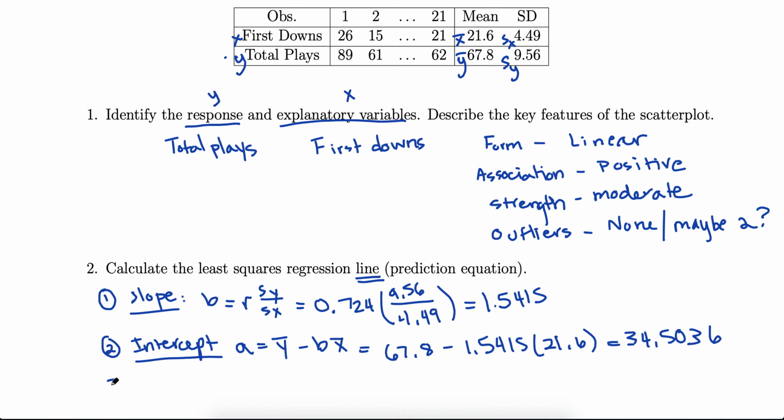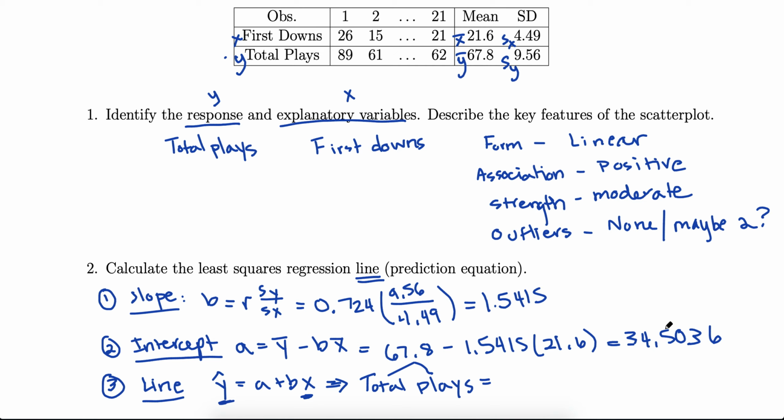And then don't forget, last step, put it in the form of a line. That was the original question. So our line was y hat equals a plus bx. And we said we need to be real careful to put it in context, the x variable and the y variable. So in our problem, the y variable was our total plays. And we're going to use that little hat notation to remind ourselves this is something we're predicting. We're predicting total number of plays.